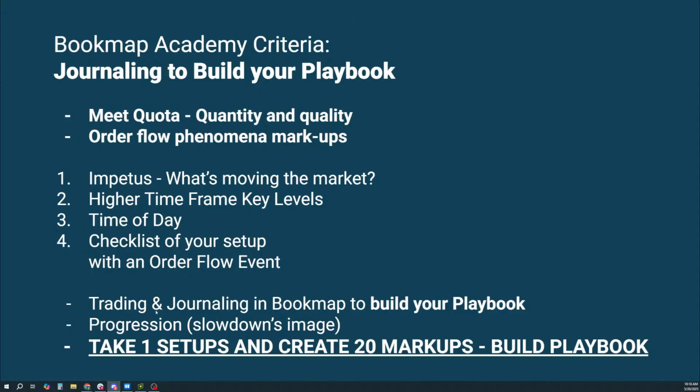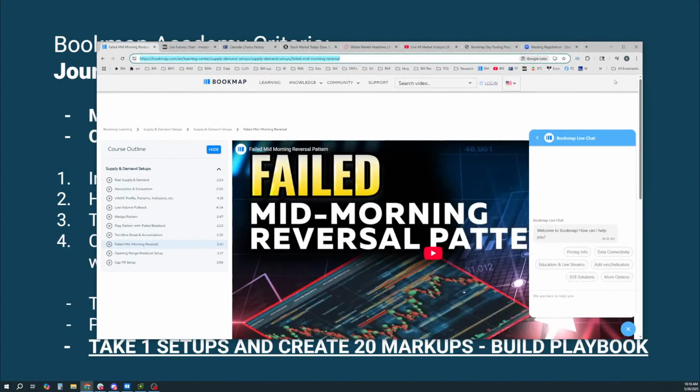Trading and journaling in Bookmap, in the Bookmap Academy here. This is a Bookmap Academy criteria, and build out your playbook. How are we going to do that? Well, we're going to take one setup to start with, something that resonates with you. So you can start with these. These are pretty solid strategies or setups, and do any of them resonate with you? Maybe it's parts of it that resonate with you.